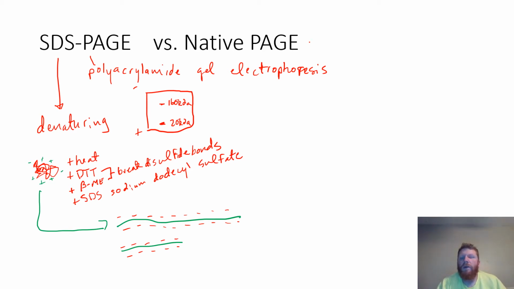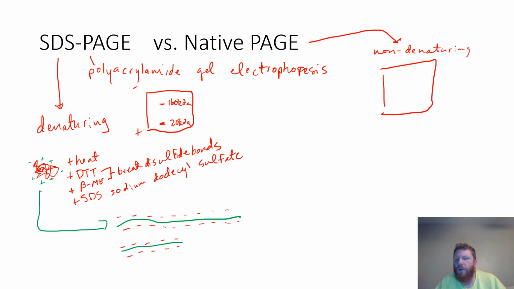Now, in an alternative setting, you have native PAGE. Native doesn't stand for anything. That's just a matter of looking at non-denaturing conditions. So what happens whenever you have a protein gel and you don't add those uniform negative charges? You don't disrupt any disulfide bonds, and instead you just load maybe a protein, like let's take this combination from here. In an SDS-PAGE, we saw 2 bands. In a native PAGE, you might see 1 band.